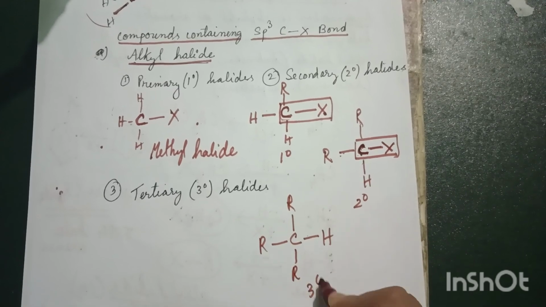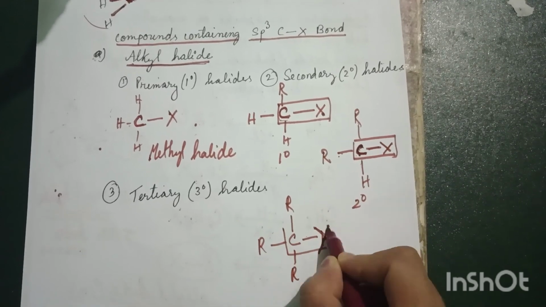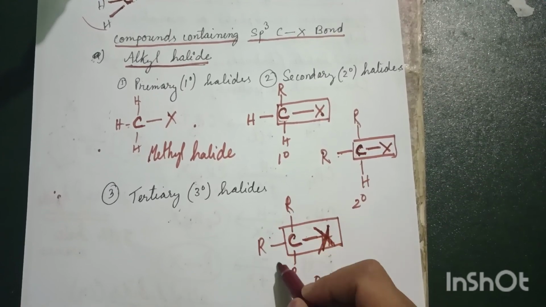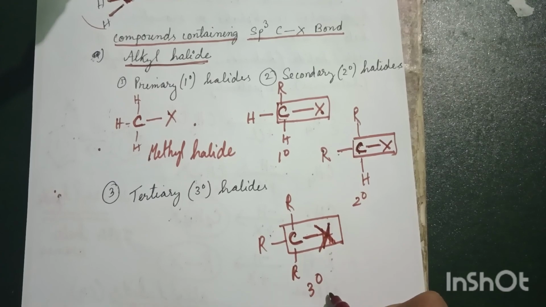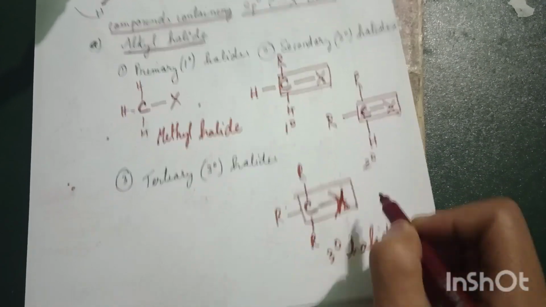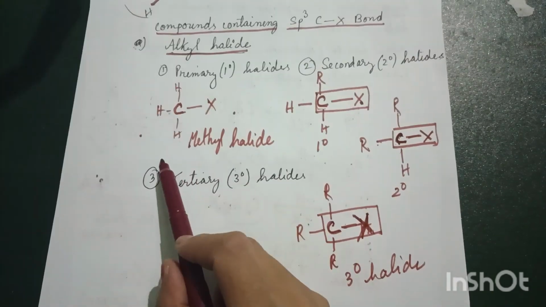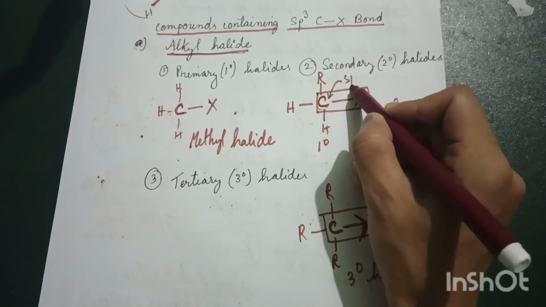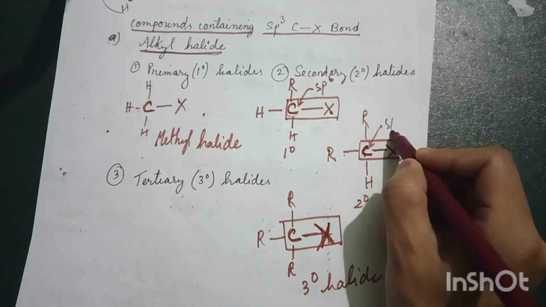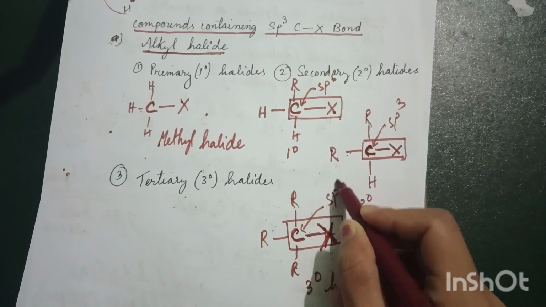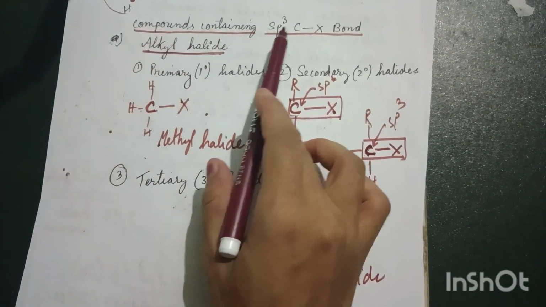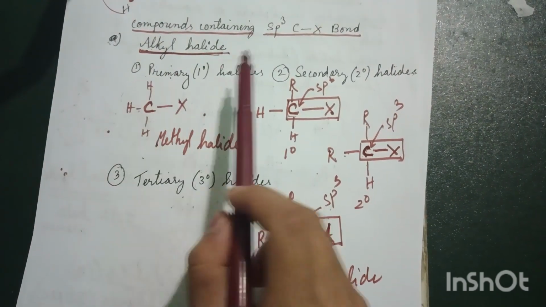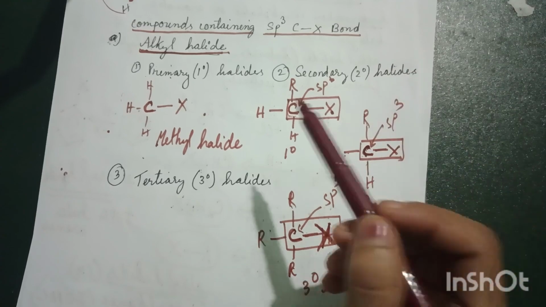Okay, so now this is your tertiary X. This carbon connected to X is connected to how many carbons? Now it is 3, so it is tertiary halide. This is your tertiary halide, this is your secondary halide, this is your primary halide, and this is methyl halide. All these carbons are single bonded, so they are sp3 hybridized. So the sp3 hybridized ones we classify as alkyl halide. Again, alkyl halide can be classified into primary halide, secondary halide, and the third one is tertiary halide.